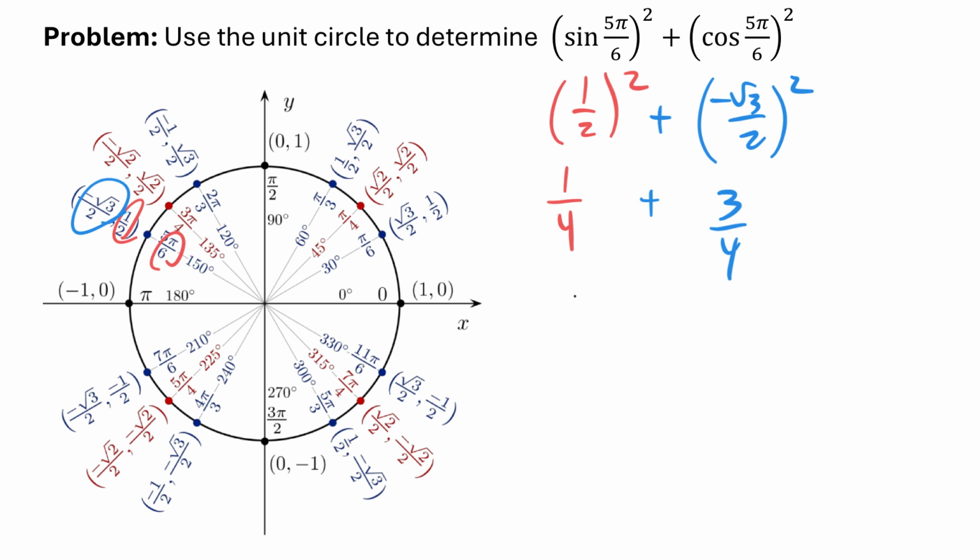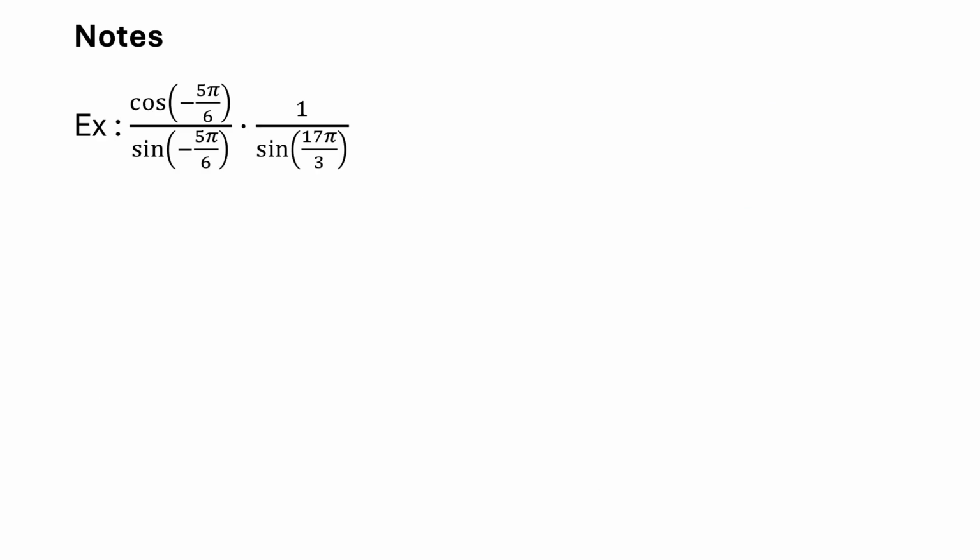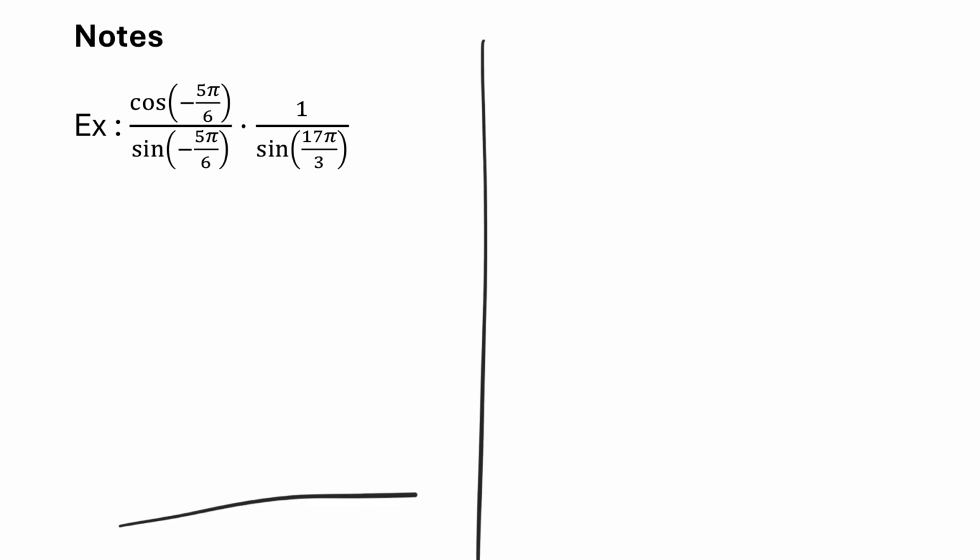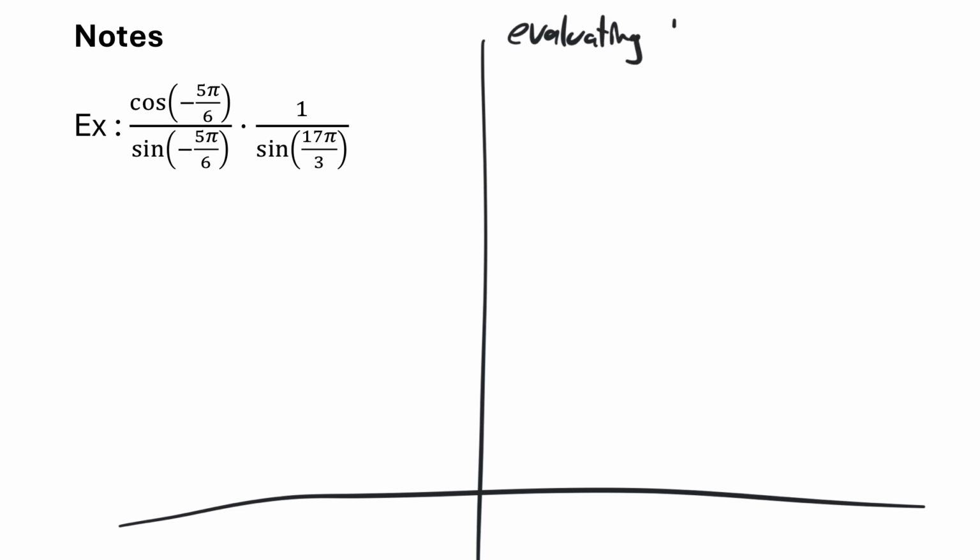Finally, we add them, 1 plus 3 over 4, which gives us 4 over 4, which gives us 1. Okay, so the final answer here is just 1. Let's go ahead and take some notes on this. This, we could say, is evaluating trig expressions.